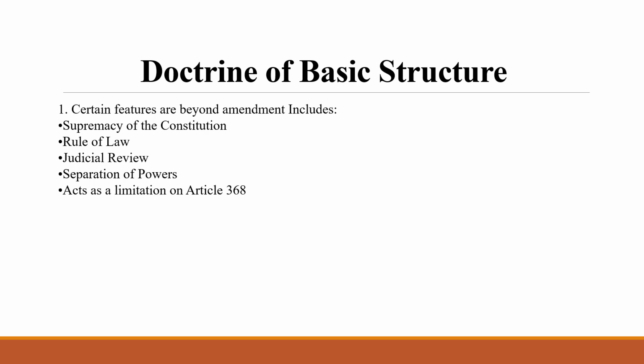So basically, Article 368 says that amendments can be made, and it also provides a procedure to amend the Constitution. But the doctrine of basic structure says that amendments can be made, but the Constitution will always be supreme. The rule of law must be present. Judicial review is mandatory, and separation of powers is also mandatory.